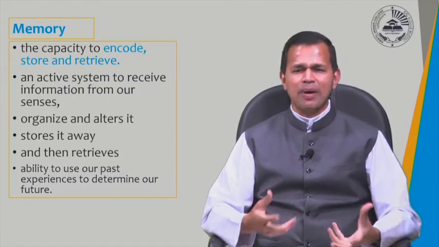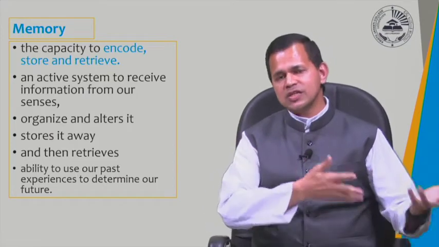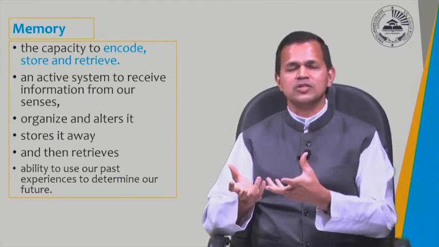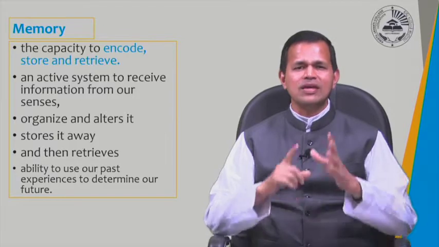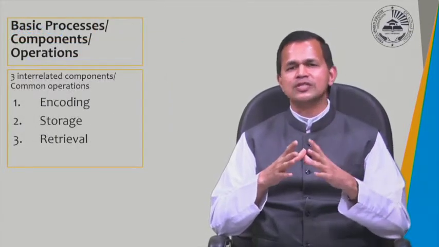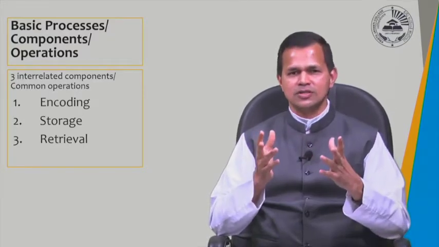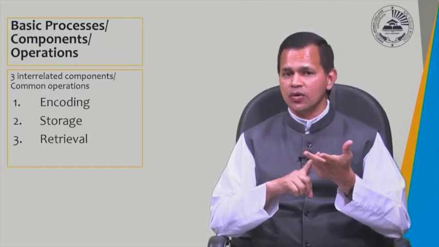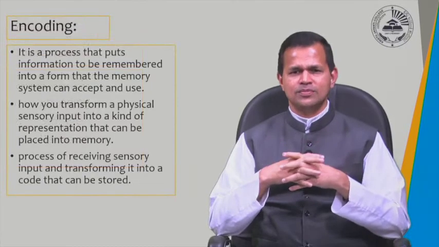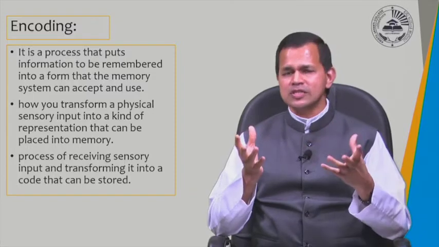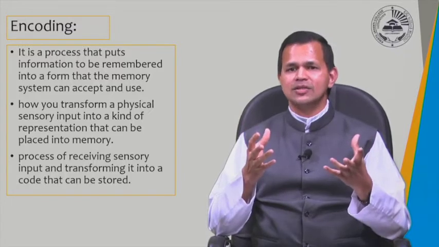So basically, this human capacity of memory enables us to use our past experiences, or information that has already been stored in our system, for the future. There are basically three processes, components, or operations involved in the human memory system. These are three interrelated components: one is encoding, second is storage, and the third is retrieval. So what is encoding? Encoding is the process that puts information to be remembered into a form that the memory system can accept and use.